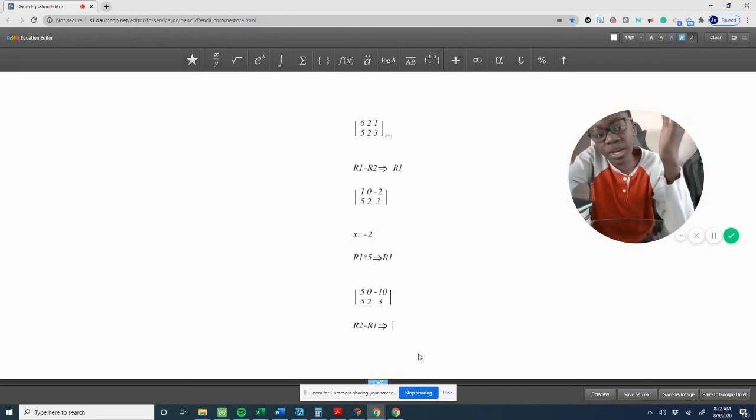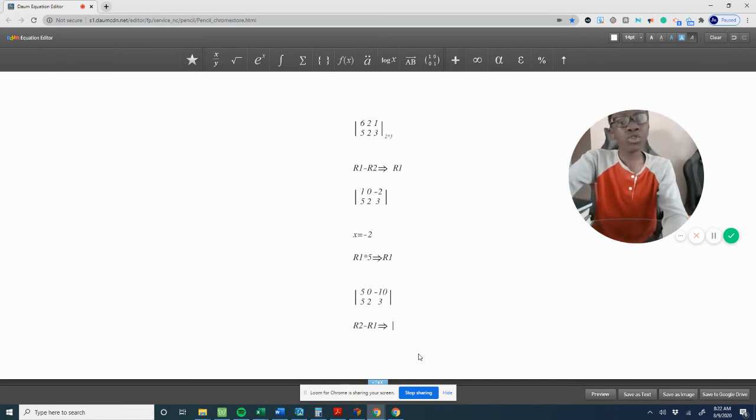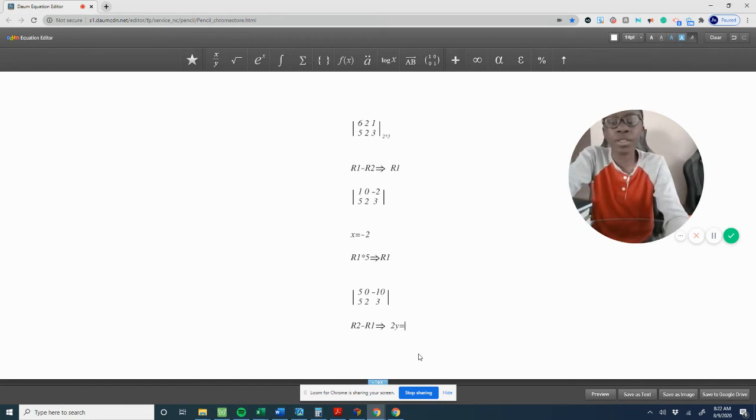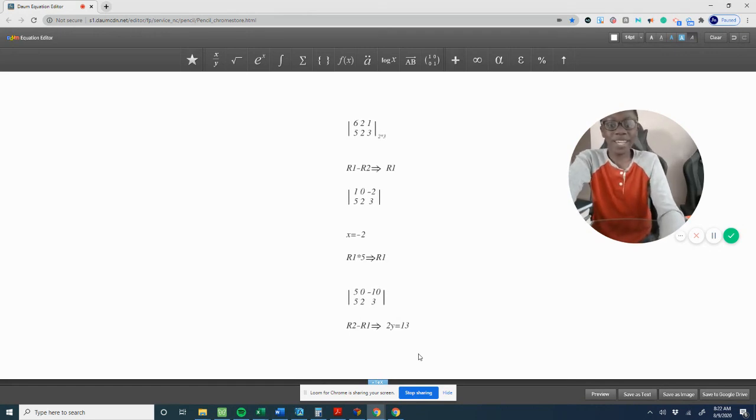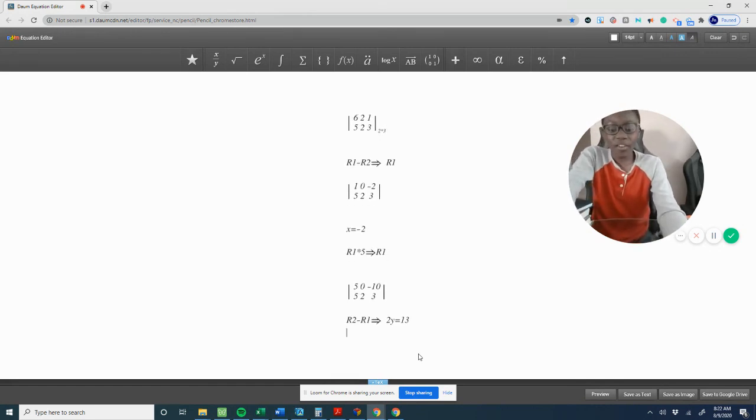At this point, we're solving the final bit of the whole thing. So R2 minus R1. We can always do that. And that'll get us 2y equals 13. So y equals 6.5. We have our final solution here, and we have the first part.